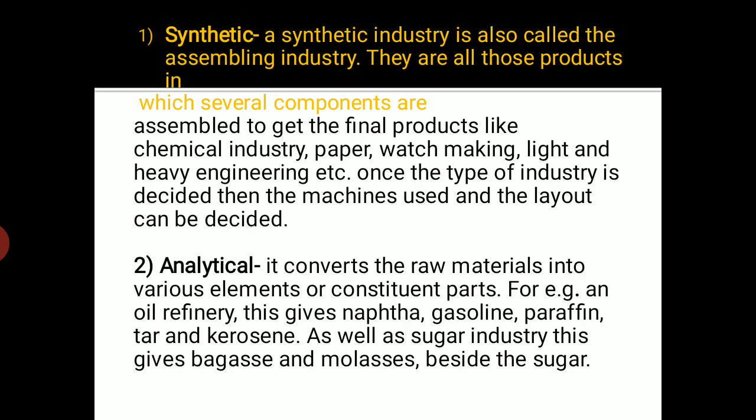Once the type of industry is decided, then the machines used and the layout can be decided. That means a synthetic industry is such a kind of industry wherein we bring together all the subcomponents and try to have an assembly of them. Assembly means we are trying to join them, bring them together, and what we have at the end may be considered the synthetic industry.